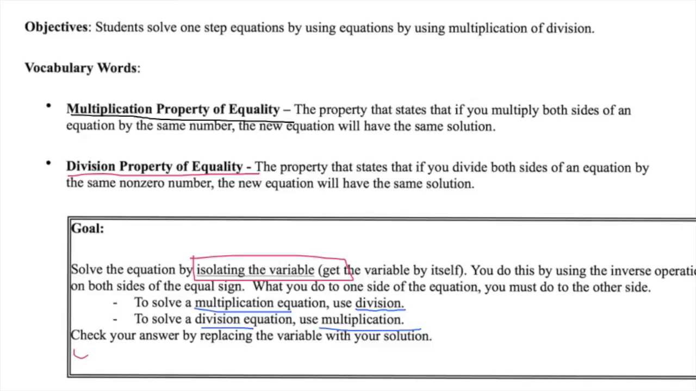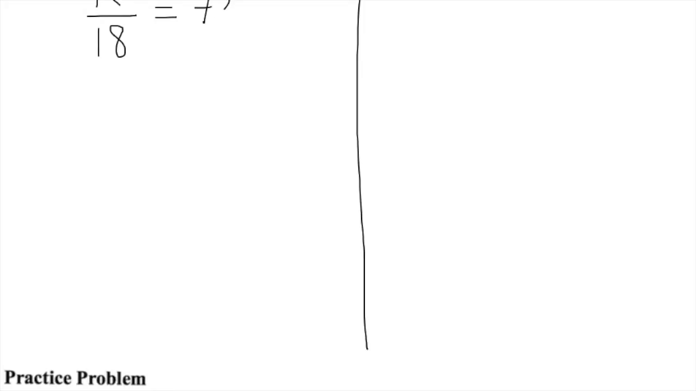As it was yesterday, you can check your answer by replacing the variable with your solution, performing that math to see if you get the number on the other side of the equal sign. Example 1, go ahead and split your workspace in half and let's do two different types of equations. The first equation is a division equation. I'm taking k and dividing it by 18 and I want to get 72 as my answer.